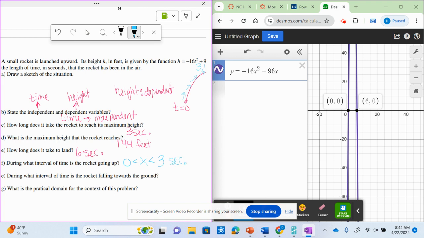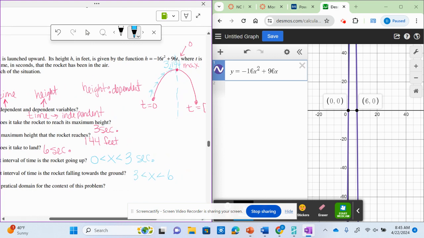Remember, we don't include the 3 because that's the turning point. And during what interval of time was it falling to the ground? 3 is less than x is less than 6 seconds. And it stops at 6 seconds, right? It doesn't go on forever.